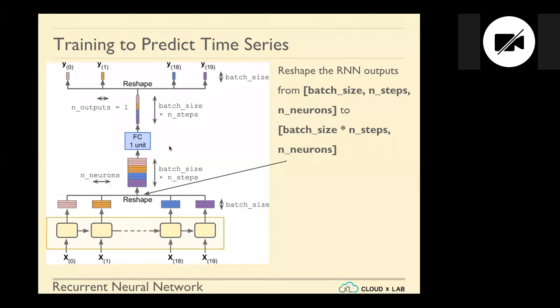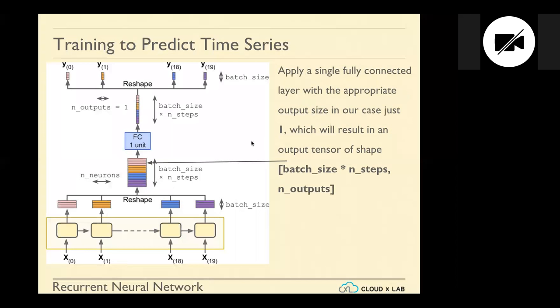So instead of using projections, this is another thing that we could do. As and when more and more values are coming from all of these, we are feeding more and more values to this neural network. So it applies a fully connected layer with appropriate output size. In our case, it's just one, because the number of features is just one, which will result in an output tensor of shape batch size into number of steps. The result of every step will basically become the number of instances.